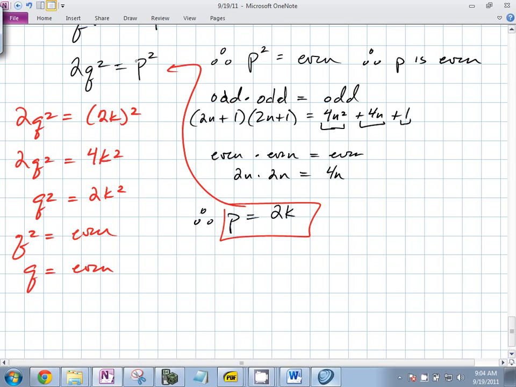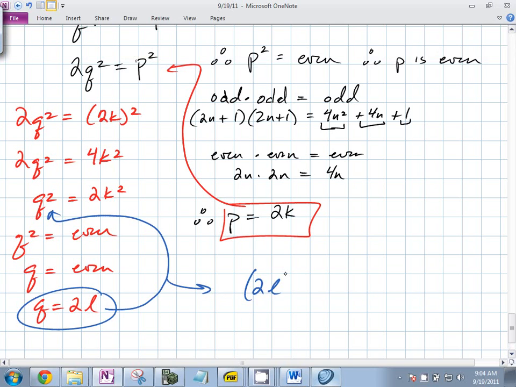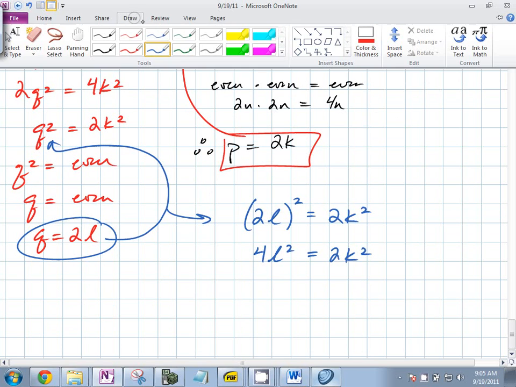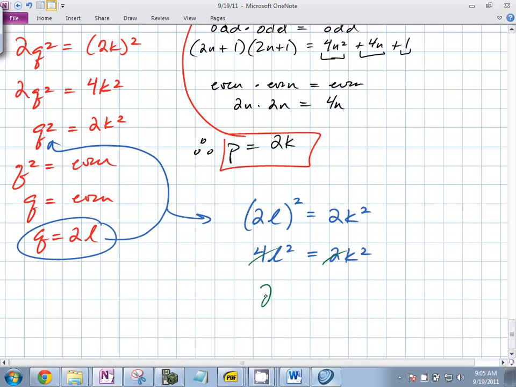So if q is even, q is equal to 2 times some number L. Where can we plug that in? 2L, we plug it in for Q. And what do we end up with? That's exactly what we're trying to aim for. So what do you end up with? 4L squared is equal to 2K squared. What did we cancel out here? So could we keep going here indefinitely? Yeah. We just proved that k squared has to be even, so k has to be even, right?